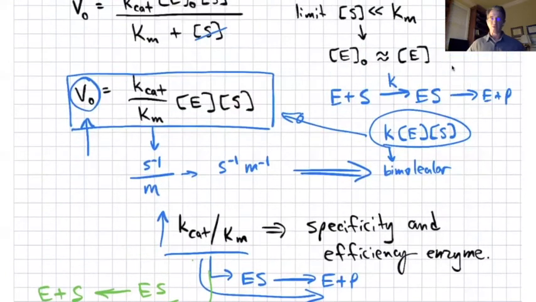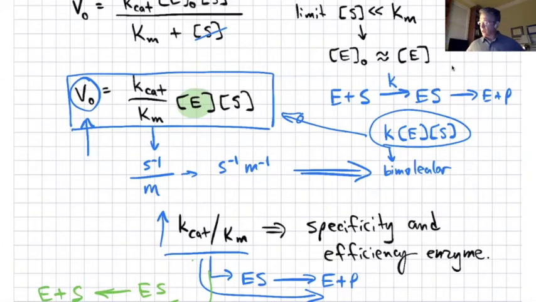So this is why this parameter, kcat over km, is so important in thinking about enzymes, because of the way in which it relates the observed steady state rate of the reaction to the concentration of free enzyme, right? And the efficiency with which that enzyme can then carry out catalysis, right?